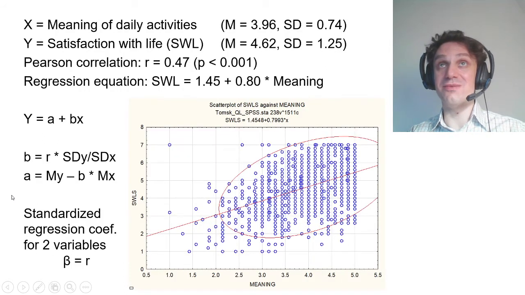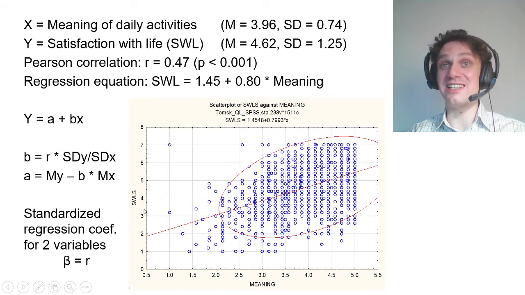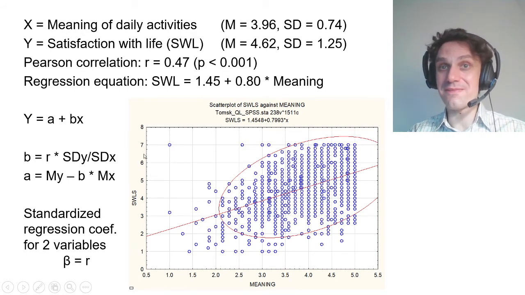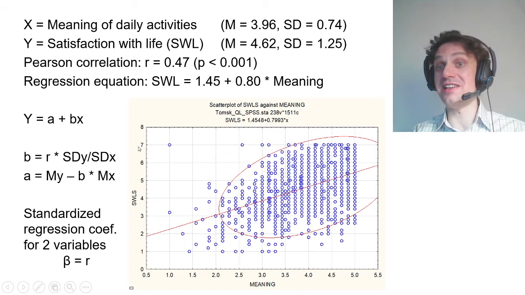How does this work with real data? Well, for example, this comes from one of the data sets I've been working with. The vertical axis is the evaluation of satisfaction with life using Diener's Satisfaction with Life Scale, where we have 5 items with a response scale from 1 to 7. And we just calculate an average score for these 5 items, and the average satisfaction with life in our sample is 4.62, and the standard deviation is 1.22.